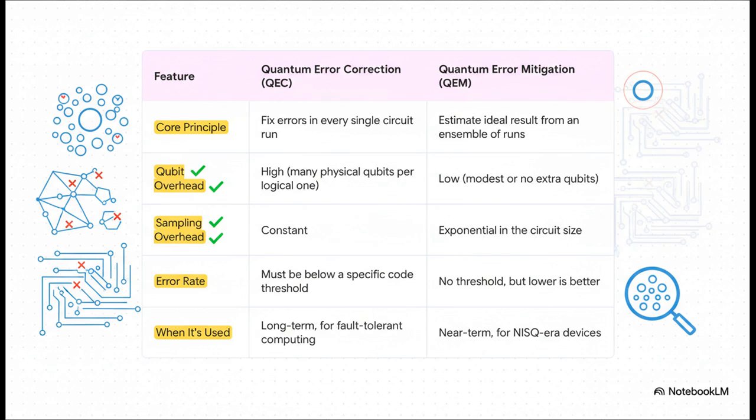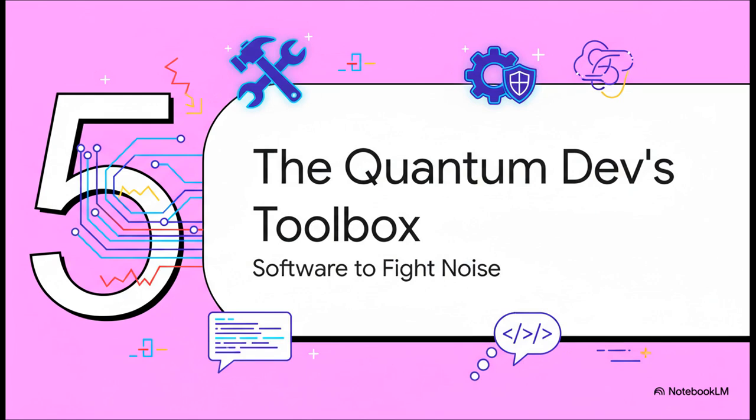Another huge difference is the error rate. QEC only works if your hardware is already really, really good, below a specific error threshold. QEM can give you better answers even on today's noisier machines. And that's exactly why QEC is the long-term dream, but QEM is the essential tool that we absolutely need to get useful results today. Now, none of this is just theory sitting in a textbook.